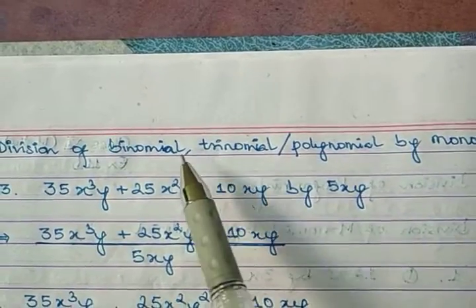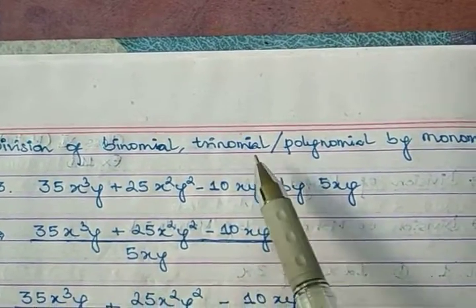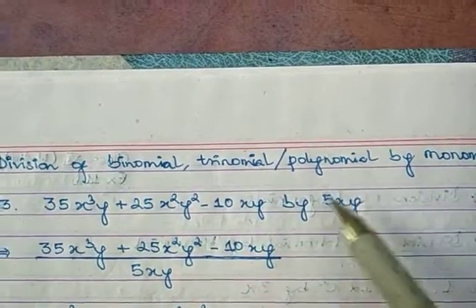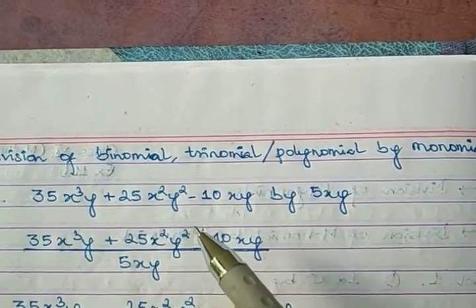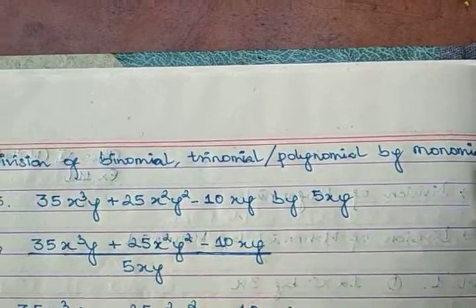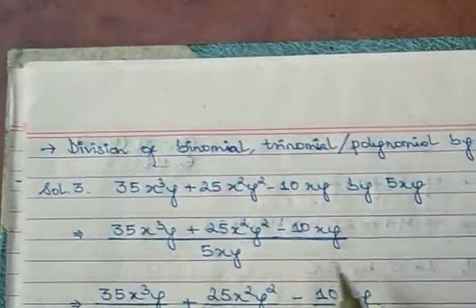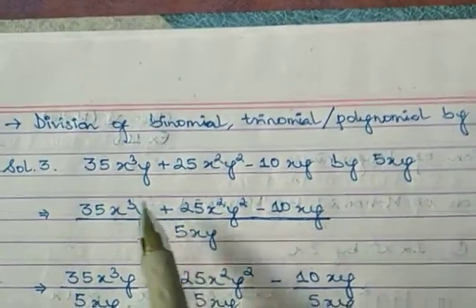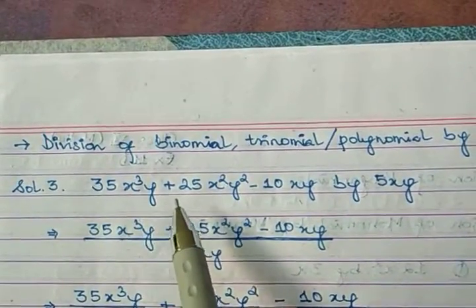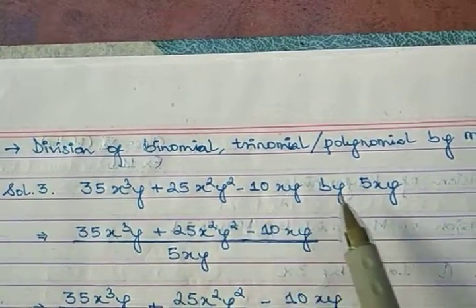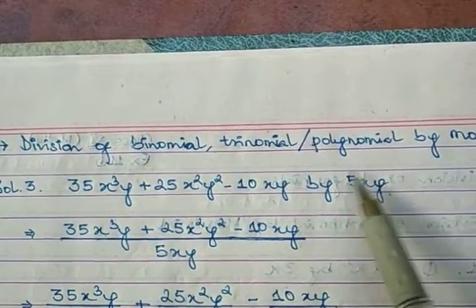Okay, binomial, as you know, is 2 terms, trinomial 3 terms, isn't it? More than 3 terms can be called a polynomial. Even though all of them are known as polynomials, this we have all done in the basics, remember that, isn't it? By monomial, that is a single term. Okay, in question number 3, what we have is 35x cube y plus 25x square y square minus 10xy divided by 5xy. That is, the divisor is a monomial.